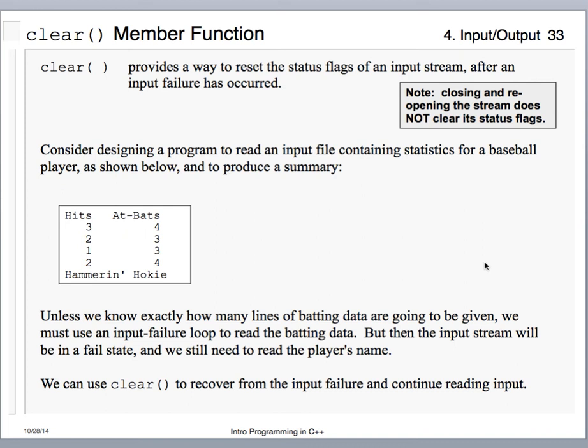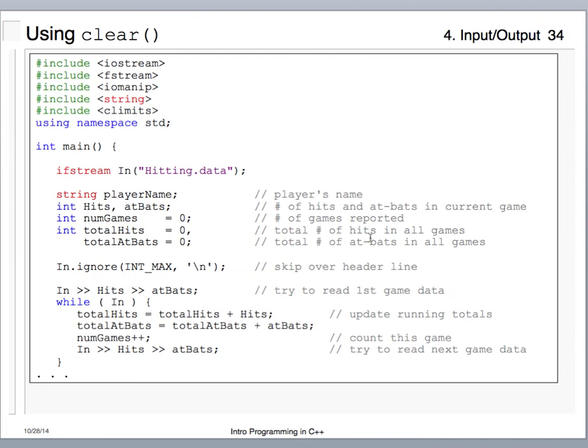So what would happen is we'd be reading, looking for 2 integers. When we hit the name, there would be a fail state. So we need to check for that fail state, but then we need to clear it so we can go on and read the name. Otherwise, we never would be able to do another read on that input stream. So let's see how that works in a program.